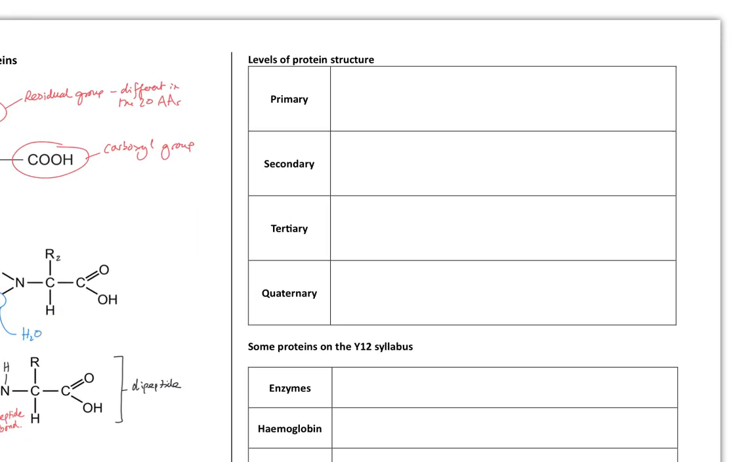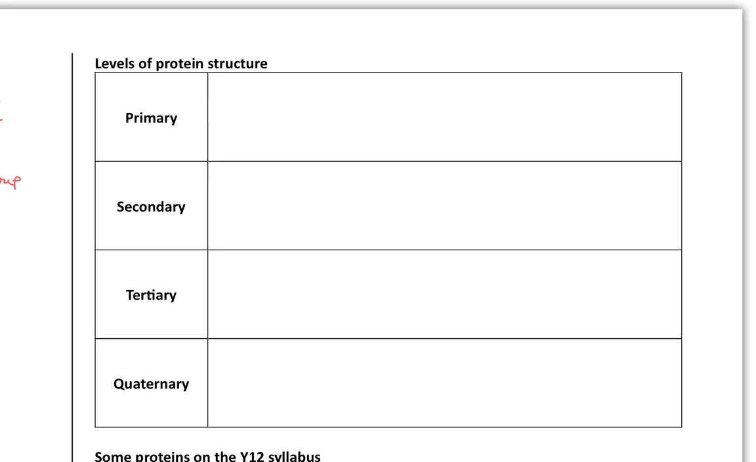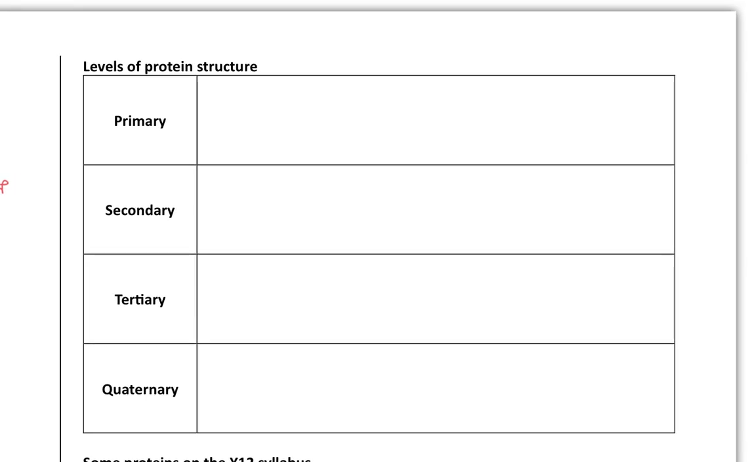So let's have a look at different levels of protein structure. Primary structure is just the sequence of amino acids. That's of interest to geneticists. It ties in with topic 4, where you can compare the amino acid sequence, the primary structure of proteins, to get an understanding of genetic differences.